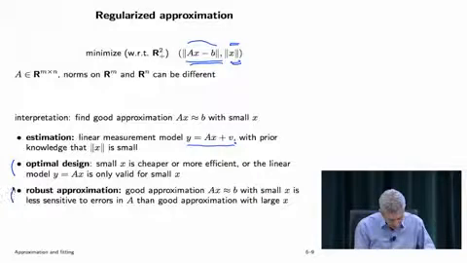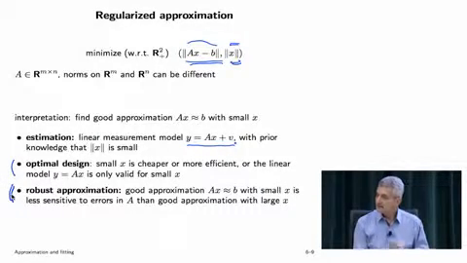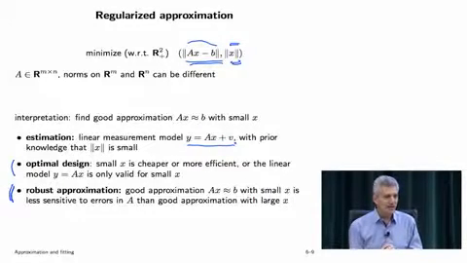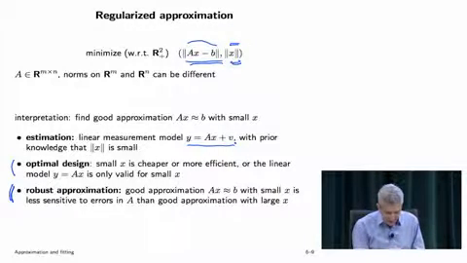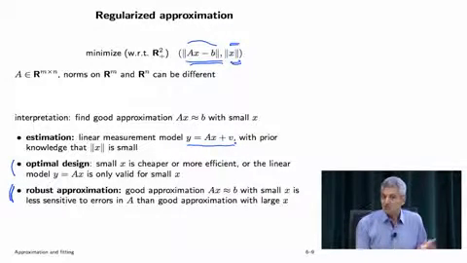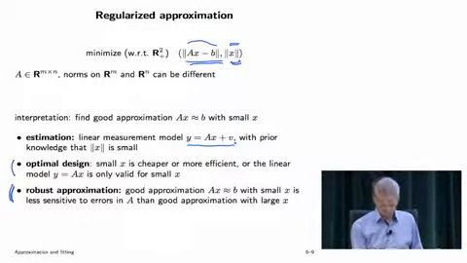Another interpretation is robust approximation. And this is something we're going to talk about later. This is quite a modern interpretation, and it's extremely important. And the idea is something like this. You really just want to fit a model. So you really want norm Ax minus b to be small. That's really what you want.